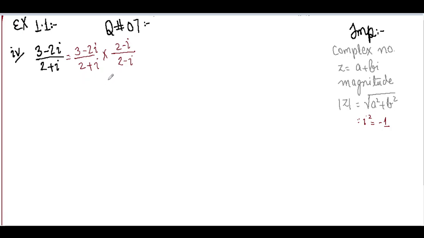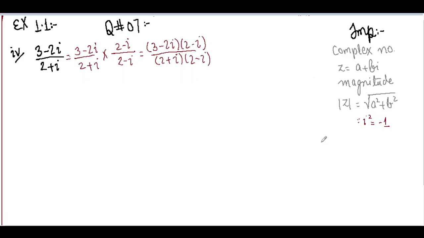If you have not, then I'll explain it in another video. I'll make another video for you, okay? Okay, now (3 - 2i)(2 - i). We are going to multiply these two complex numbers: (3 - 2i)(2 - i) whole divided by (2 + i)(2 - i).